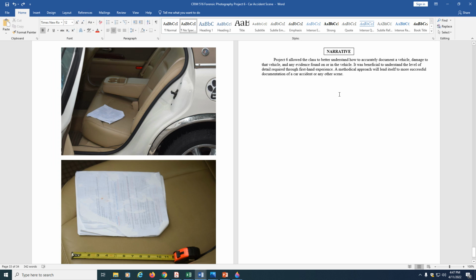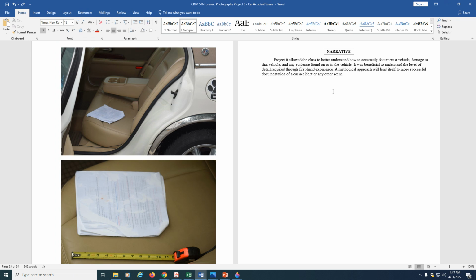All I need for you to do is, for your narrative, unlike the homicide part, you don't have to tell me what you think happened or anything like that. Just simply explain what's beneficial about photographing vehicles this way. Why do we suggest photographing it the way that I've explained? That's all you need to do.